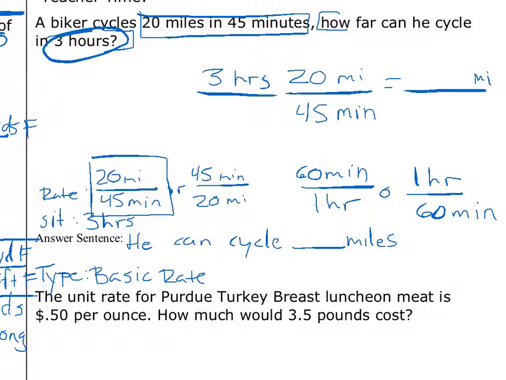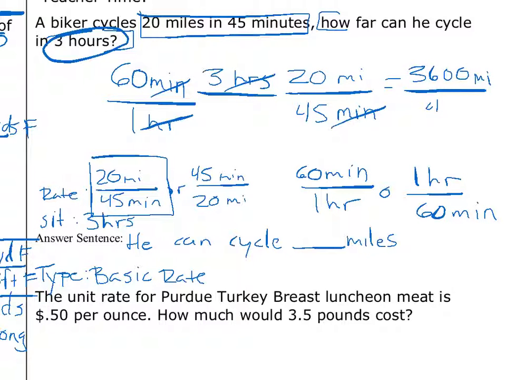So I look at you showing me number 1, so I'm going to put that in, 60 minutes over 1 hour. I'm going to look at how my units cancel. Hours cancels out with hours, that's right, top and bottom. Minutes cancel out with minutes, top and bottom, no problem. 60 times 60 times 45. Multiply top times top, that gives me 3,600 over 45.